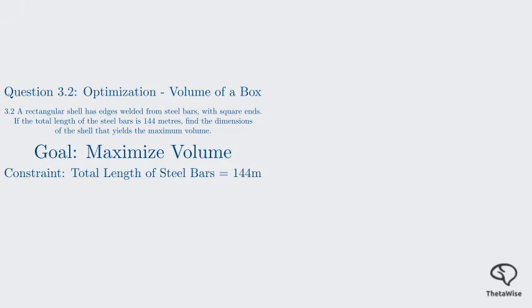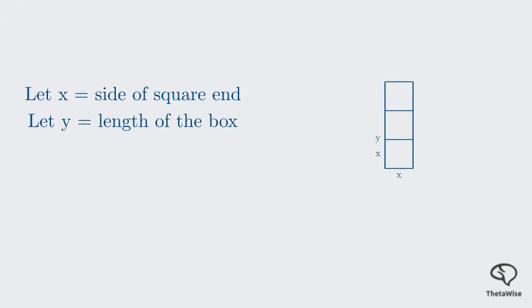Let's first visualize the box and define our variables, as suggested by the problem description. The problem states the ends are square. The diagram shows the sides of this square end are of length x. The length of the box is y. Let's define our variables. Let x be the side length of the square end, and let y be the length of the box.